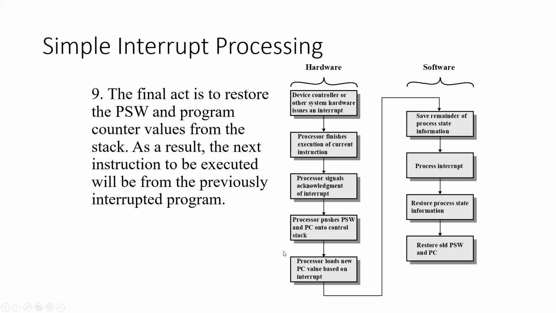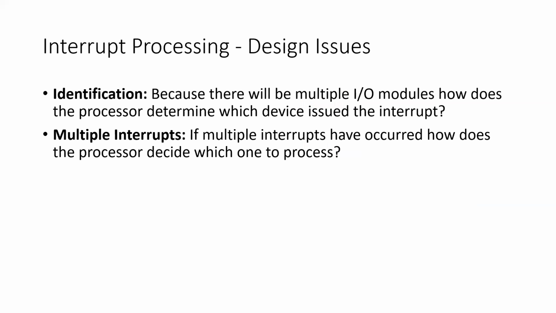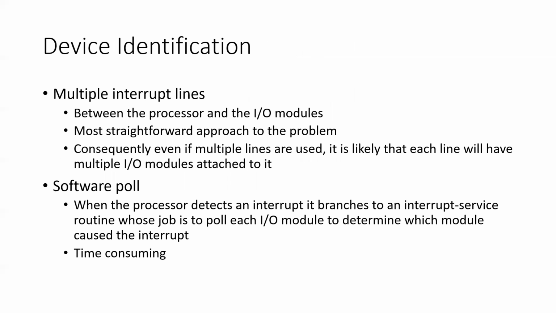So we basically keep track of where we're at when we're interrupted, write all that down, and then go ahead and deal with the interrupt, and then put all that back into the processor, and continue on our merry way with the program. A couple of design issues for interrupt processing, because there will be multiple IO modules: How does the processor determine which device issued the interrupt? And if multiple interrupts have occurred, how does it decide which one to process?